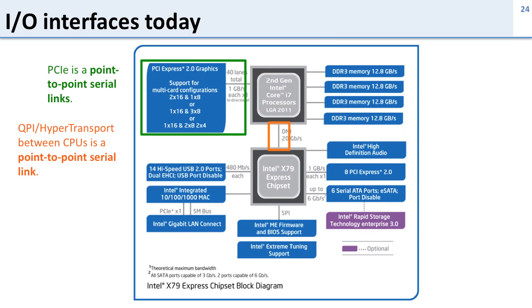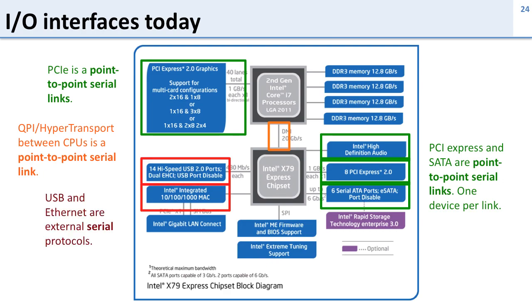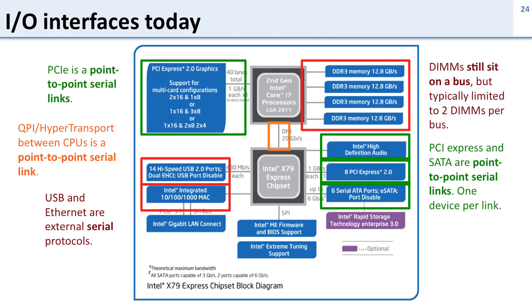We have PCIe for talking to graphics cards, and this is again a point-to-point serial link. We have other connections such as SATA, which is also a point-to-point serial link. And then we have I/O connections for external devices such as USB and Ethernet. USB is a serial link, and Ethernet is also a serial link, but they're not quite point-to-point.